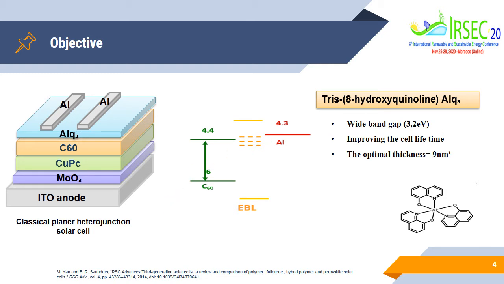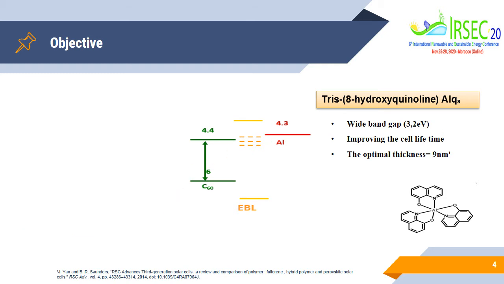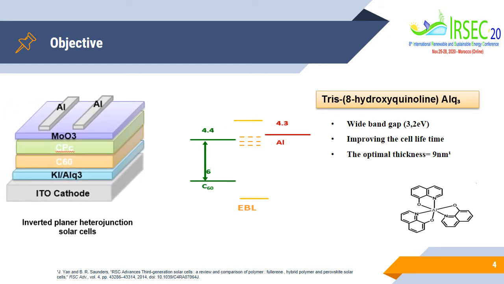When we use the inverted configuration, where the indium tin oxide is the cathode and the aluminum is the anode, contrary to the classical configuration, at the acceptor electrode interface no metal diffusion can occur to facilitate the electron transport. For that reason, our goal is to improve the electron transport at the electrode and acceptor material interface by using a KELQ3 double layer as cathode buffer layer.